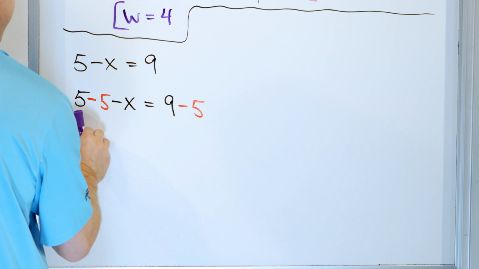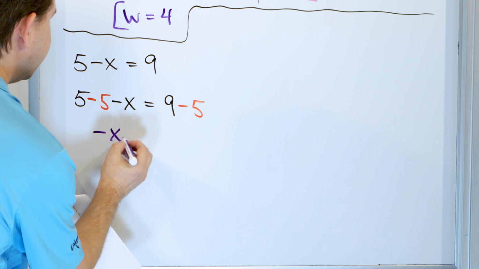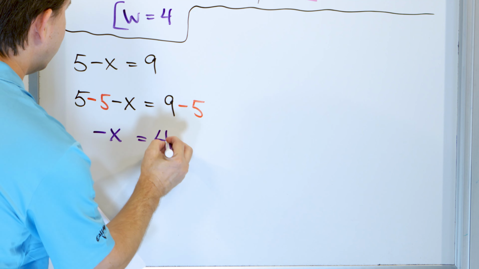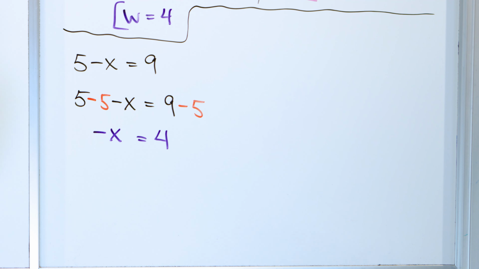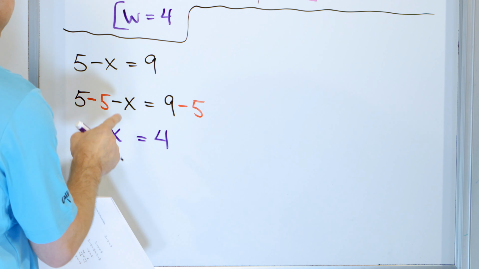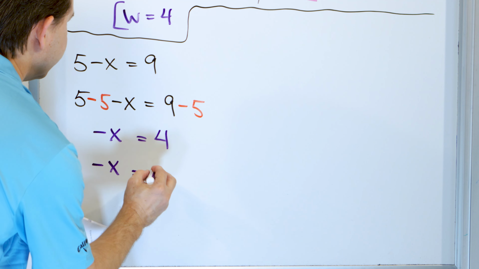Now, 5 minus 5 is 0, but you still have a negative x here. That's a little bit different. Negative x. 9 minus 5 is 4. You have a negative sign here. Don't forget that that's there. Now, how do you get x by itself? What this means is negative 1 times x. So let me rewrite this. Negative x is equal to 4.